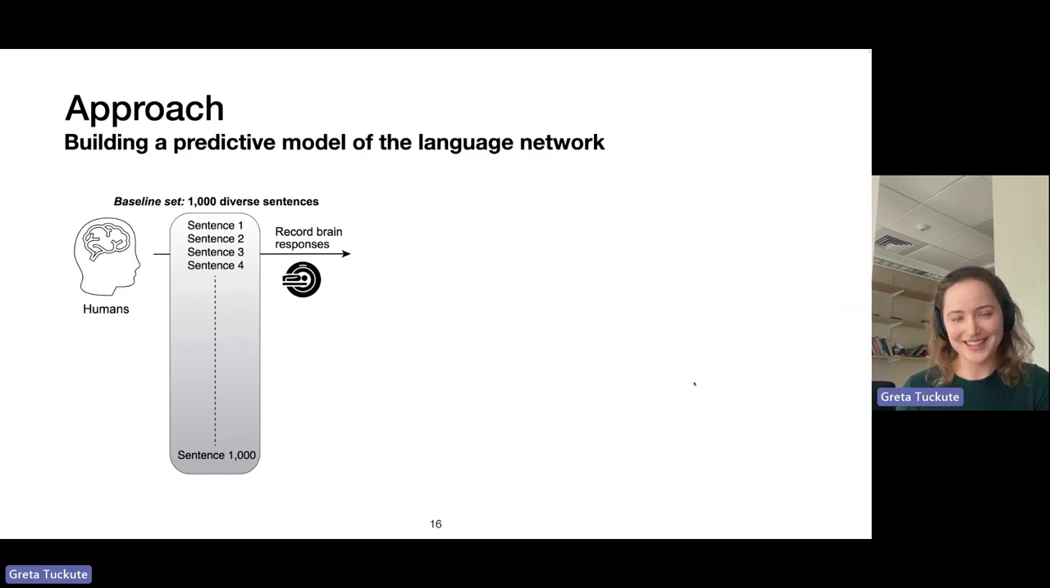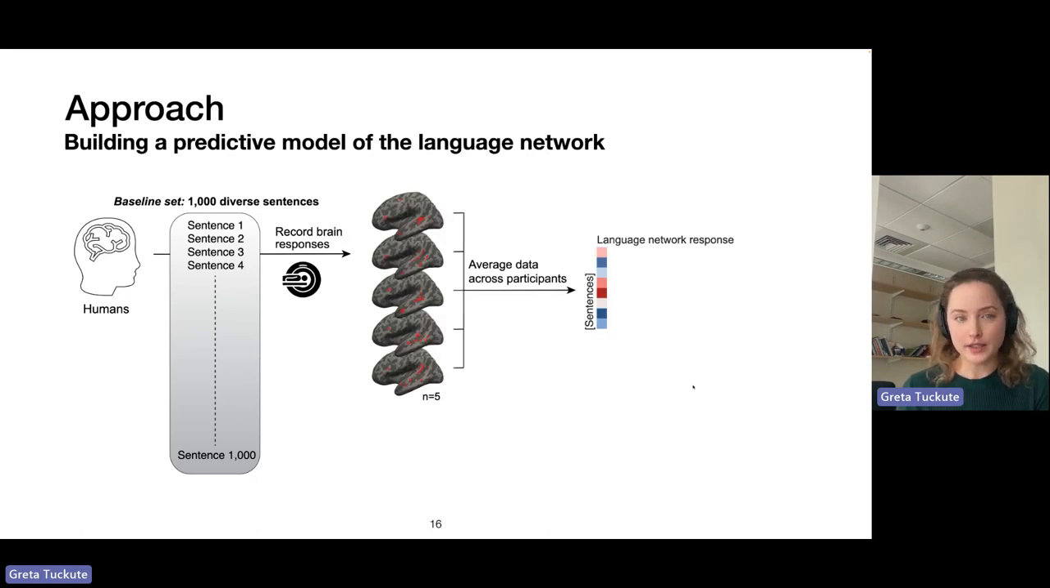We have a set of humans, in this case, five individuals, that are exposed to 1,000 diverse sentences, and we record their brain responses in fMRI. For each single participant, we obtain the response for each of these 1,000 sentences, and then because we are interested in building a model that can predict the response to the sentences in any arbitrary human's brain, we average the responses across these five participants in the language selective regions. That means that for each single sentence, we end up with one value of how this network responds. Is the response high or low to any given one of these 1,000 sentences?